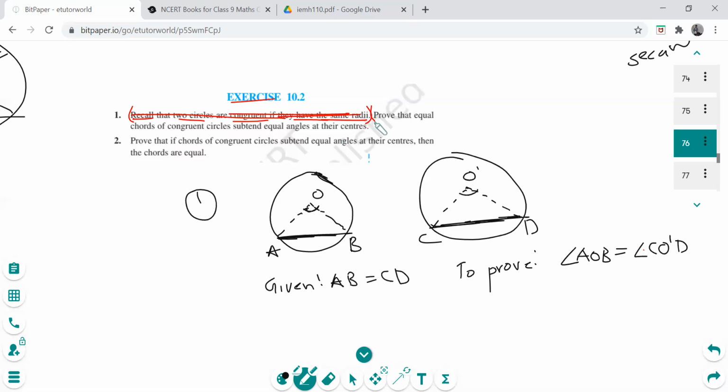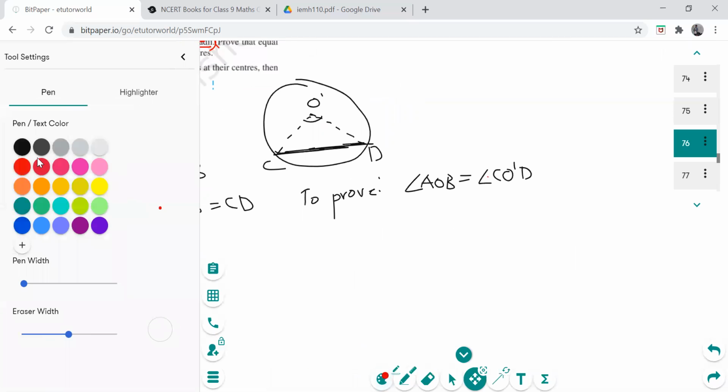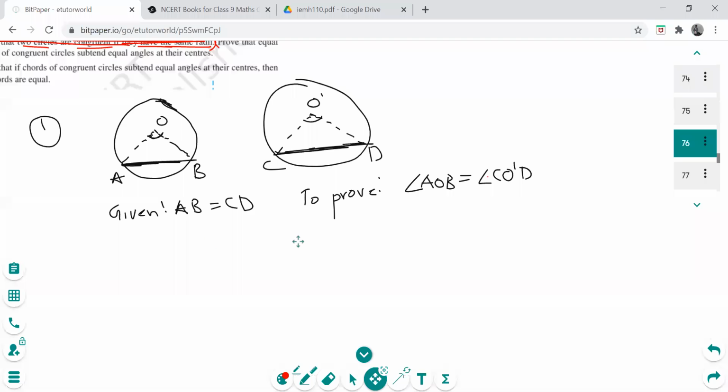In the exam, you will see the question will not be like this. Recall that it will be like this: prove that equal chords of congruent circles subtend equal angles at the center. Okay. So now moving to the proof, let's see how we can prove that. First of all, given in two proofs. Both circles are congruent, this is given. You can write this as well. Both circles are congruent. That means their radii must be equal.